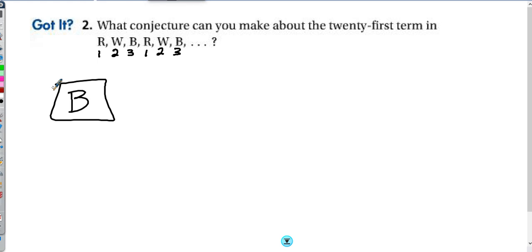Does that make sense? So if I give you 5 things and I said, which one would be the 30th term, you would give me the 5th thing because that's a multiple of 5. Does that make sense? Because you'll see that again.